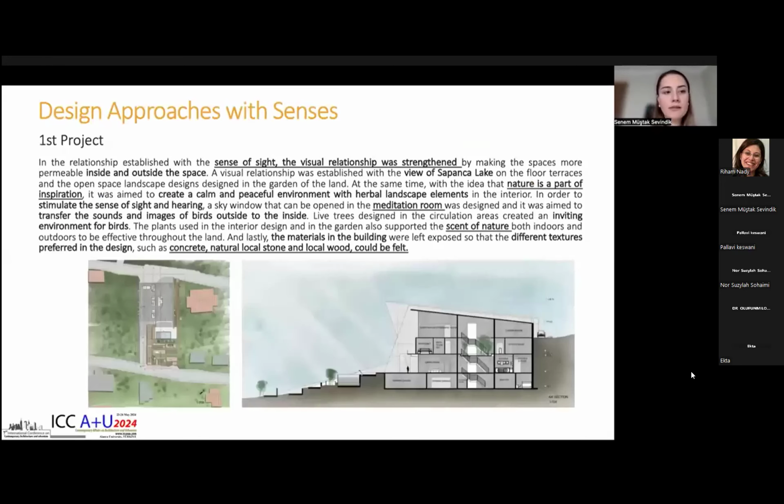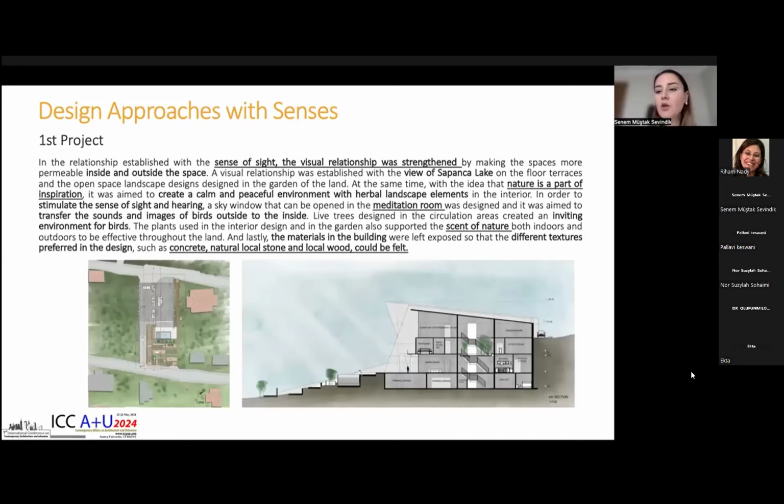Design approach with the senses, the first project. In the relationship established with the sense of sight, the visual relationship was strengthened by making spaces more permeable inside and outside the space. A visual relationship was established with the view of Sapanca Lake on the floor terraces and the open space landscape designs designed in the garden of the land.